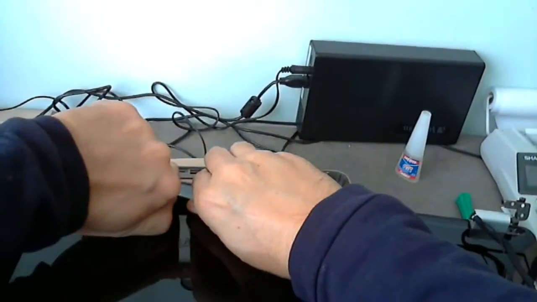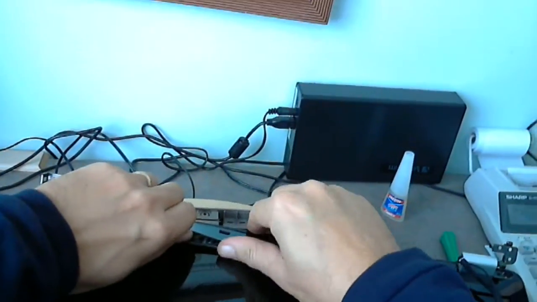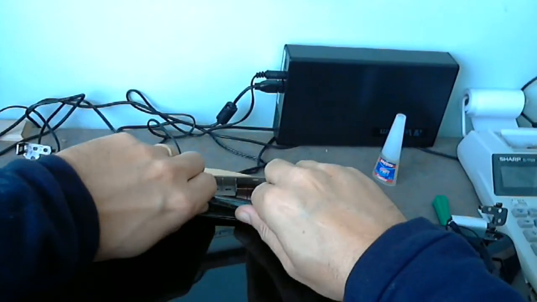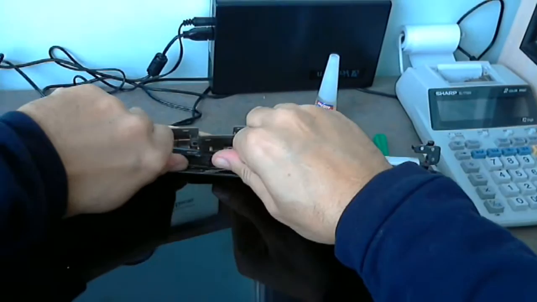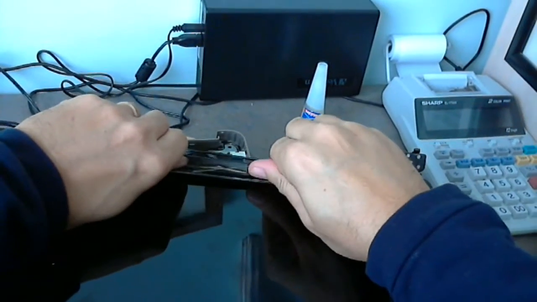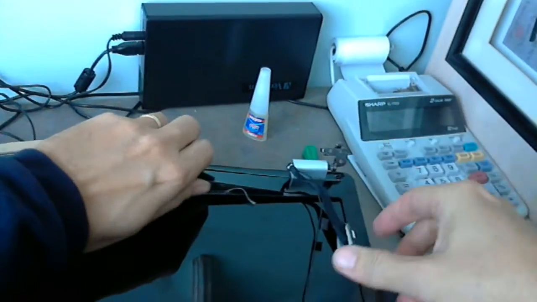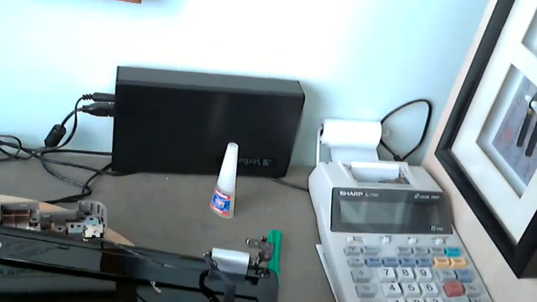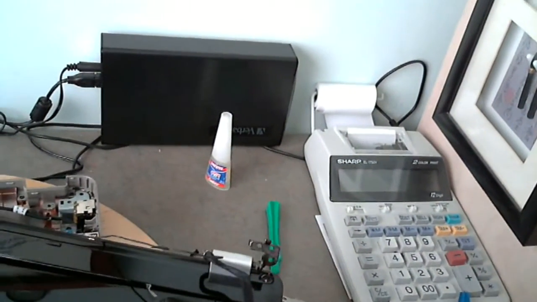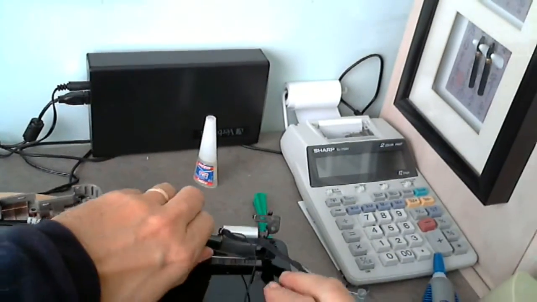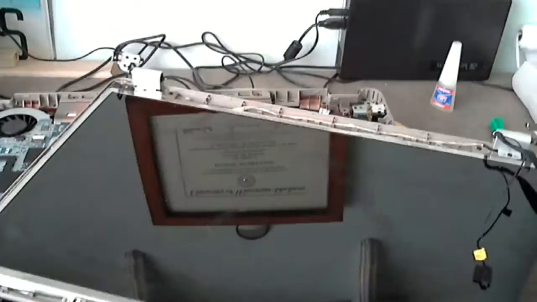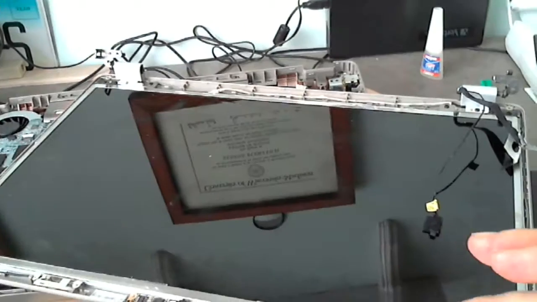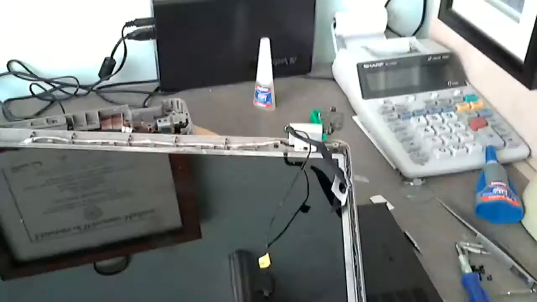Usually on the bottom, there's a lot of adhesive. So take your time. Pop the side open and almost there, and it comes off. Okay, now you see the screen assembly.